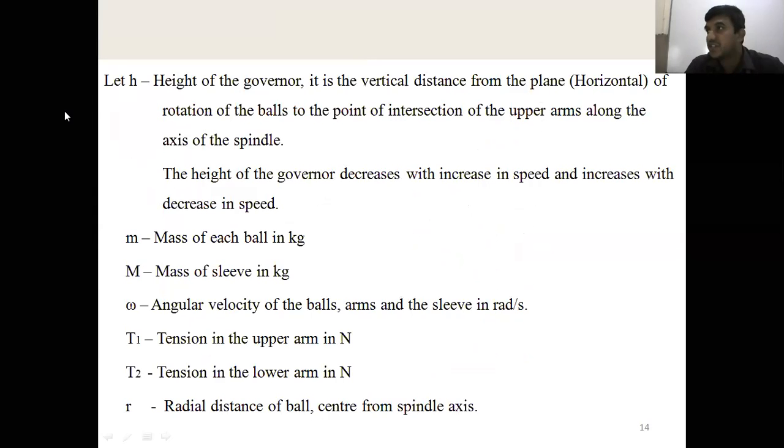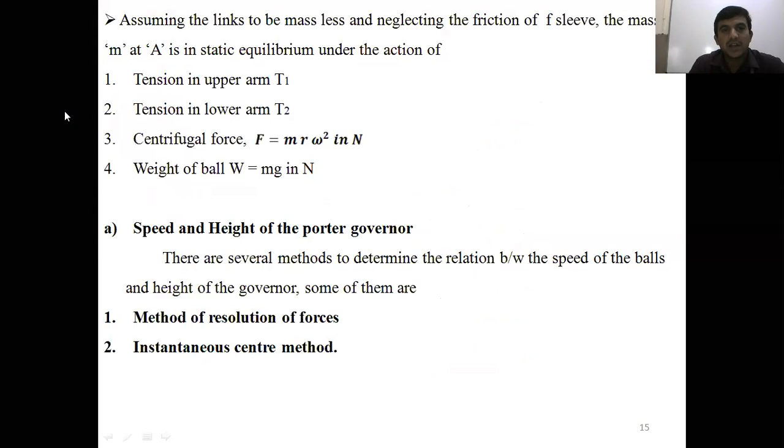So these are the notations we used, and the forces acting on the governor balls. You can see that when the governor sleeve, governor ball and the arms are in equilibrium, these forces are acting: T1 tension in the upper arm, T2 tension in the lower arm, centrifugal force m r omega square due to the rotation of the governor ball, and the weight of the ball, m g. Now our aim is to determine the speed and height of the porter governor.